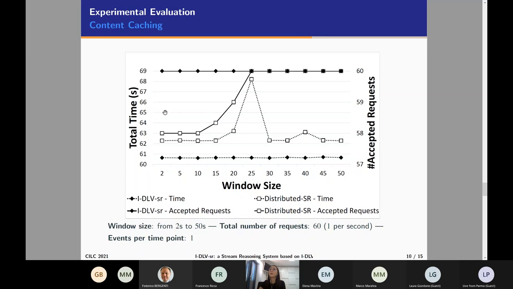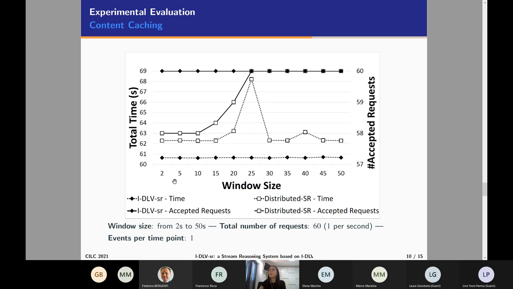The plot reports on the left axis the total times, represented through a dashed line, and on the right axis the number of accepted requests, represented through a continuous line. I-DLV-sr is identified by a black diamond, while Distributed SR is identified by a white square.